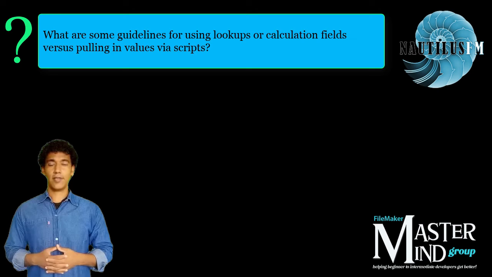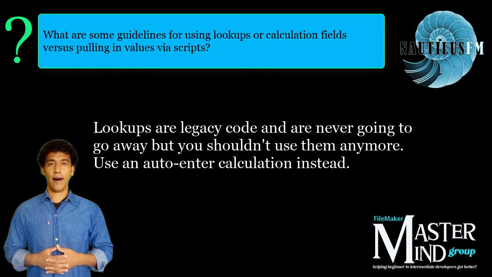The question was, what are some guidelines for using lookups or calculation fields versus pulling in values via scripts? It's a great question. Let's talk about lookups first, which have been around forever and they aren't ever going to go away as too many legacy solutions use them. Nowadays we set the value via an auto-enter calculation.